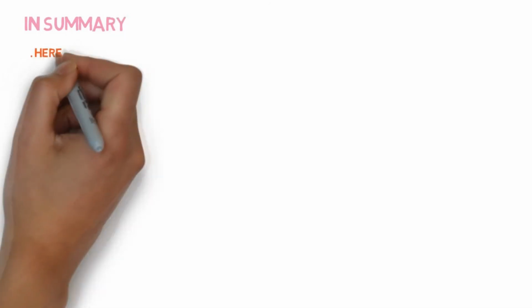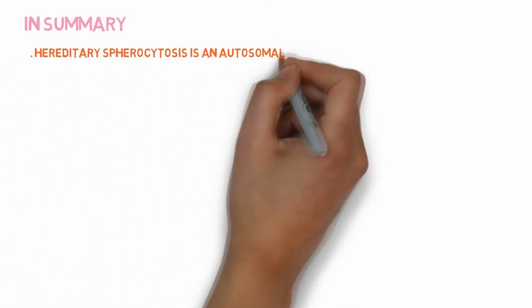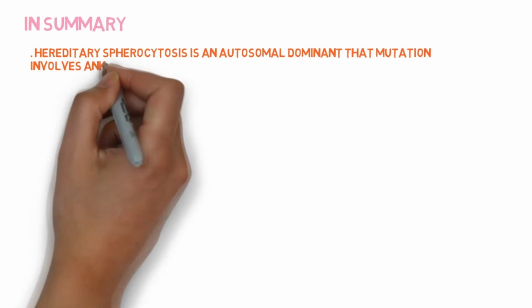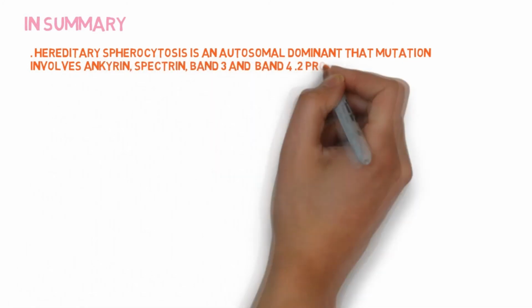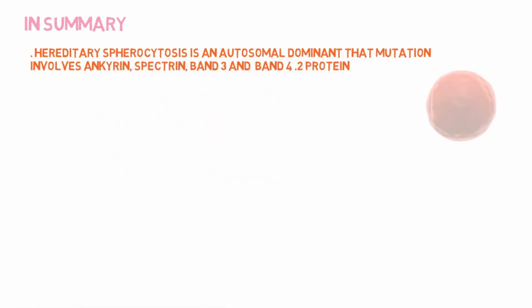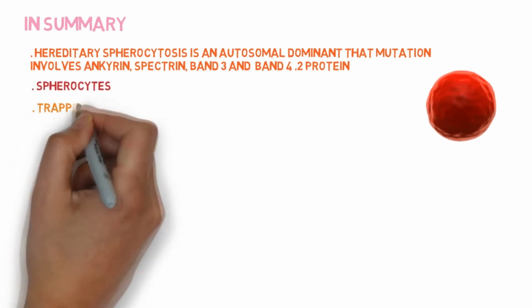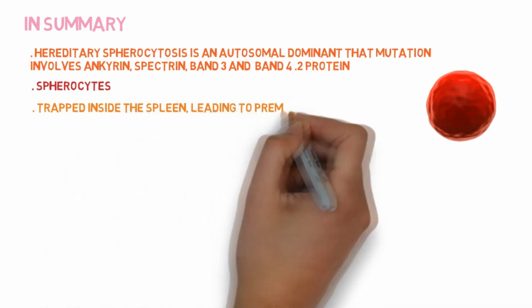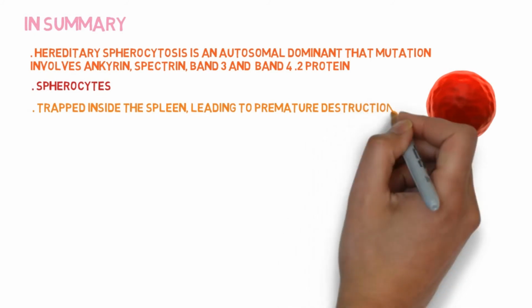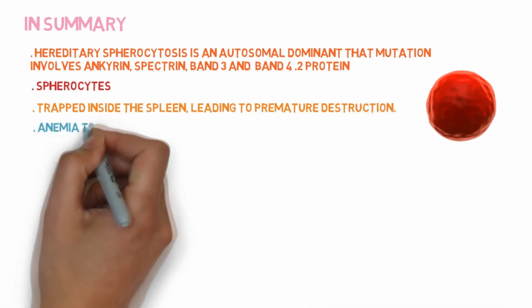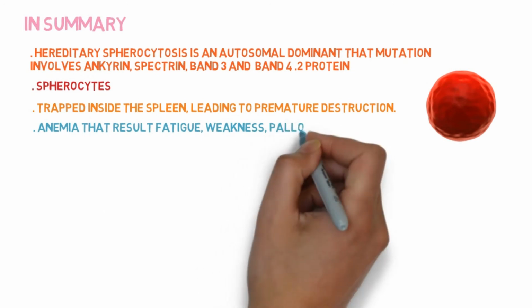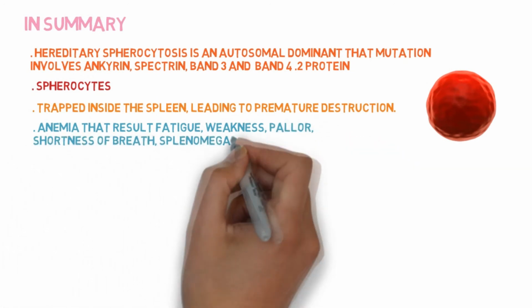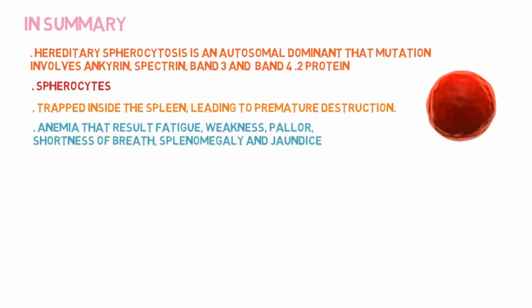In summary, hereditary spherocytosis is autosomal dominant, with mutation involving ankyrin, spectrin, band 3 and band 4.2 protein, causing RBCs to become spherical in shape, called spherocytes, and most of them will be trapped inside the spleen, leading to premature destruction. Decreased total circulating RBCs by premature destruction is responsible for anemia that results in fatigue, weakness, pallor, shortness of breath. Splenomegaly and jaundice occur along with other complications including pigment gallstones and aplastic crisis.